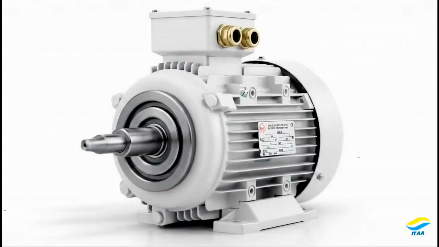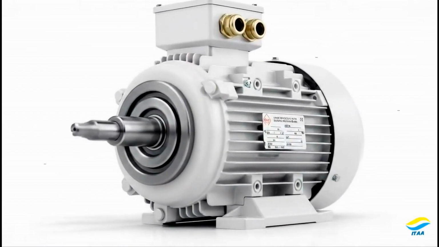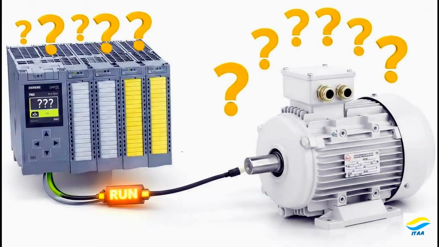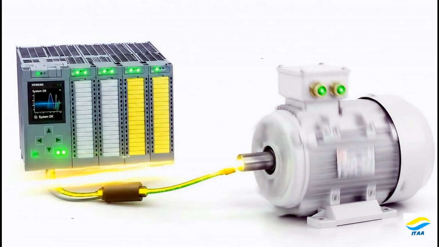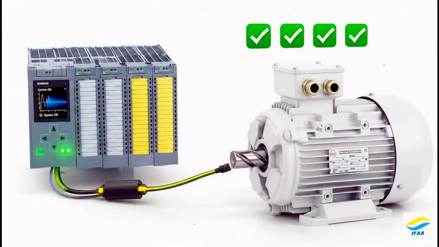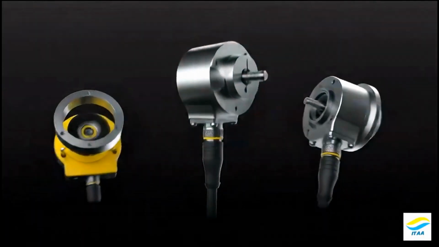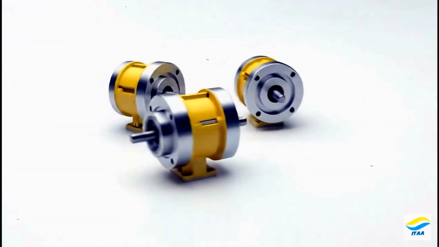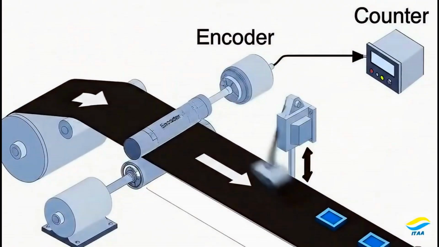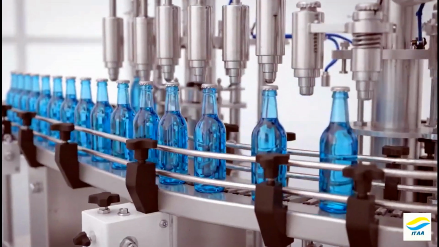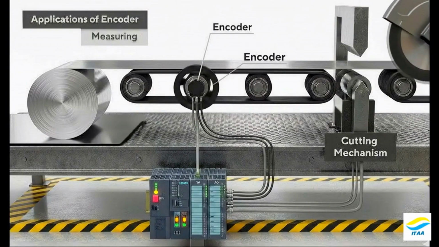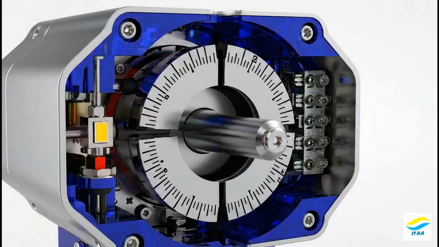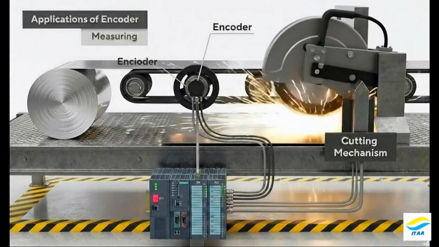How does a machine know how fast it's spinning? How far something moved, or when to stop at a perfect position? The answer is simple: an encoder. An encoder is a sensor that tracks motion. It measures things like position, speed, and distance, and it sends the information to a controller like a PLC.